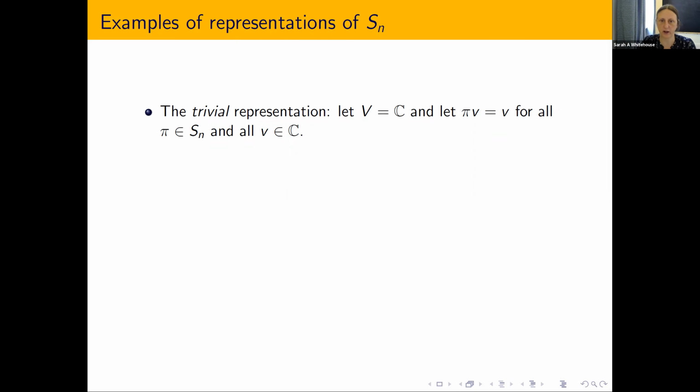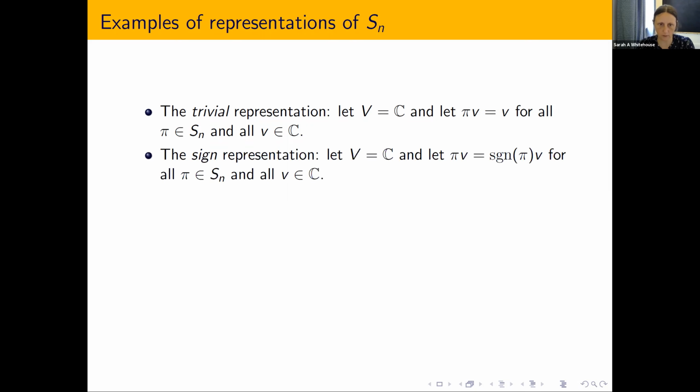You can easily check that it satisfies, in a fairly trivial kind of way, the list of conditions I had on the previous slide. So you always have, for any group, a one-dimensional representation called the trivial representation, where all the group elements just fix all the vectors. It's not telling you anything very interesting.